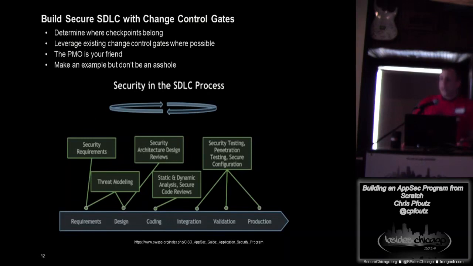Work with the project management office. Oftentimes they have a list of steps that all the projects have to go through in order to go to production. So the project manager can help you enforce those gates. And we have to be careful how we leverage this, though. We don't want to rule with an iron fist. Sometimes if a team is sidestepping the process all the time, make an example out of them, because once you make an example out of somebody, it probably won't happen again. But at the same time, you can't be an asshole, because security already has a reputation for stopping stuff.